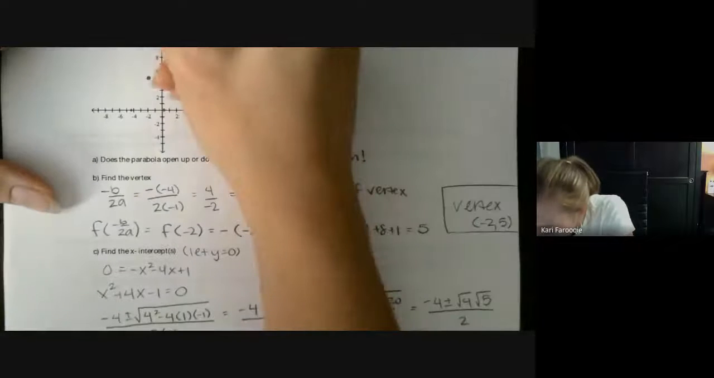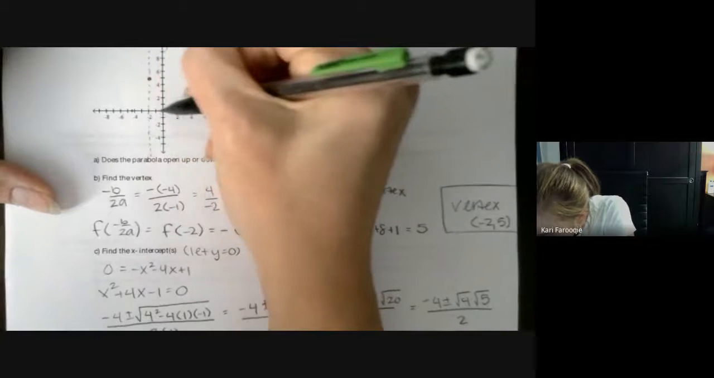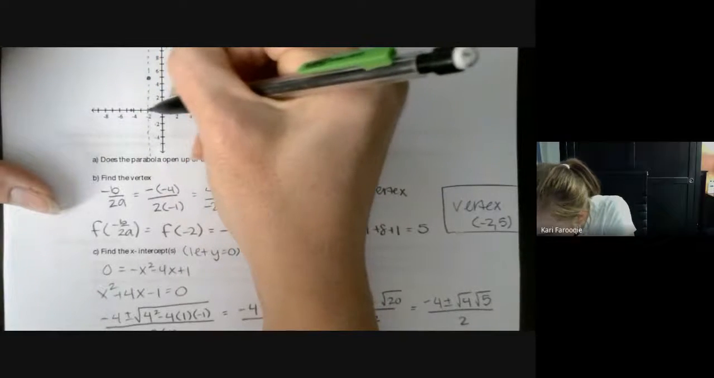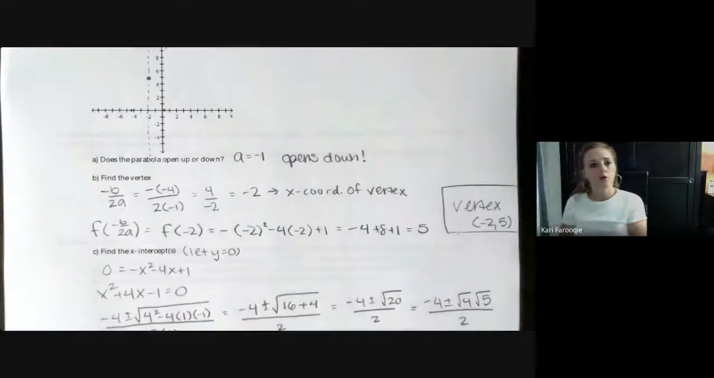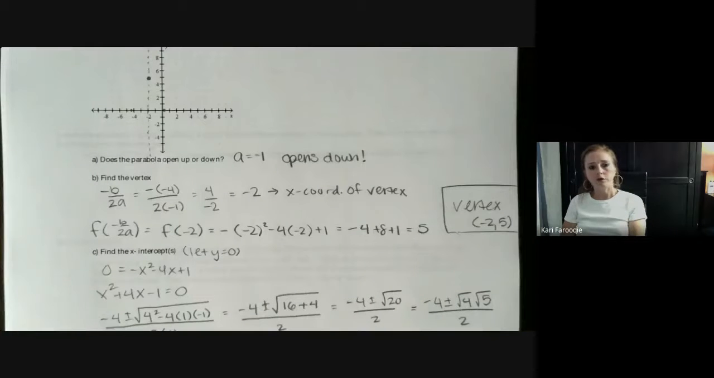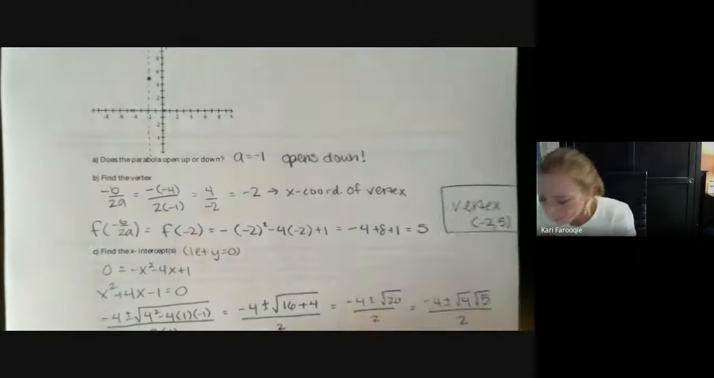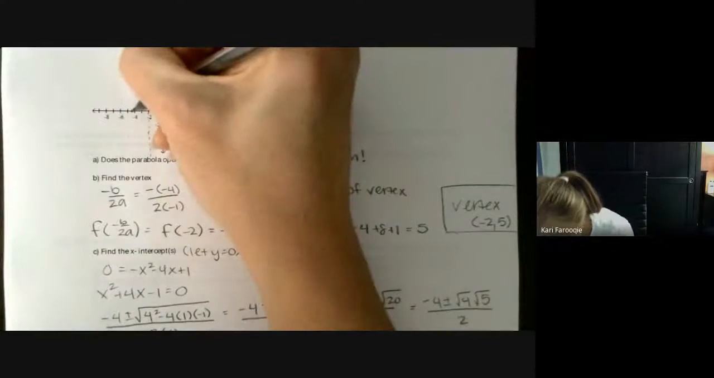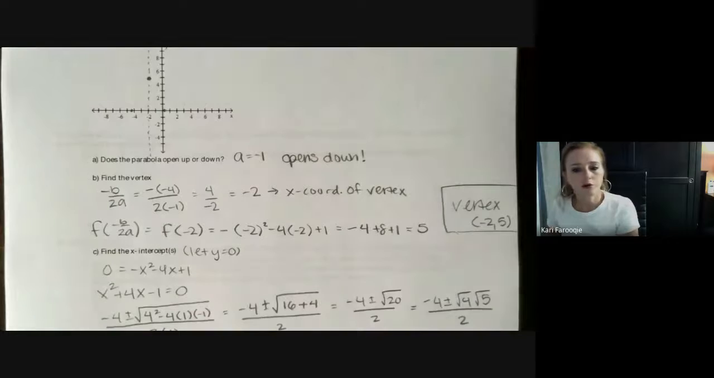If you'd like to pop your axis of symmetry on there right now, it's probably a good idea, but you should be able to see that these x-intercepts appear to be pretty much equidistant from that axis of symmetry, and that's the important thing. So those are your x-intercepts.